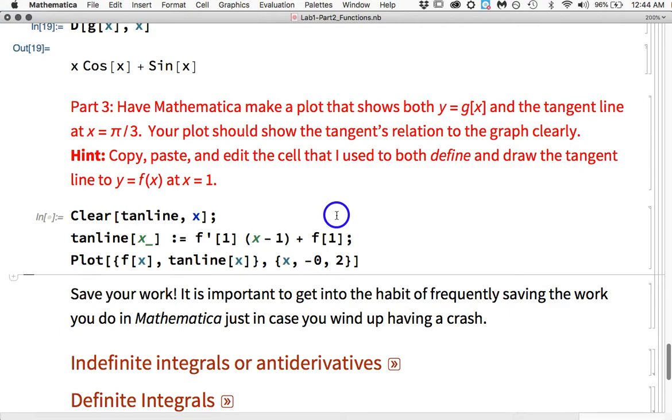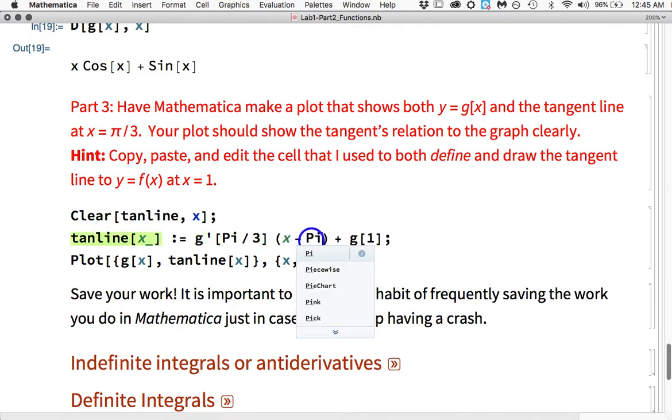But now we have to edit this cell. The name of the function is no longer f, its name is g. So all of these f's get changed to g's. The point of tangency is no longer 1. The point of tangency is pi over 3. So all of the 1's have to be changed to pi over 3's. And you will notice that the pi is capitalized.